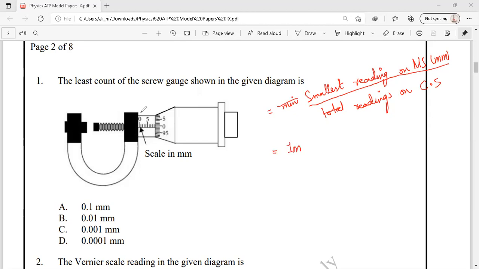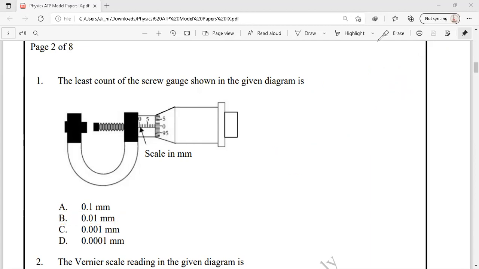As we can see that we have a 5 millimeter and this is divided into 5 divisions. It means one division equals 1 millimeter. And the total reading on the circular scale is 100. So 1 divided by 100 is 0.01 millimeters. So the correct answer is option B.